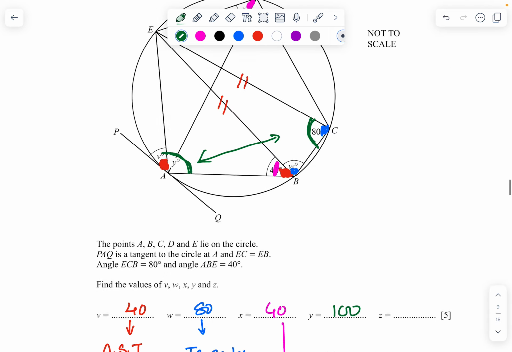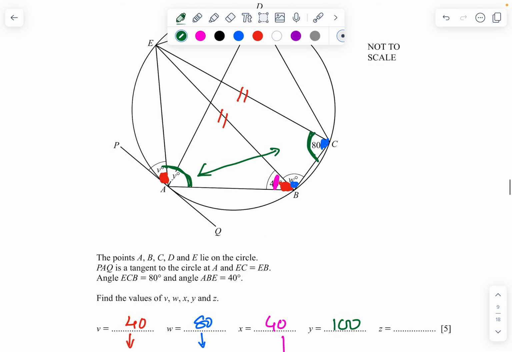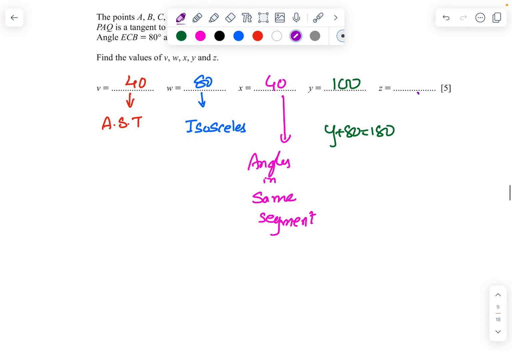Then I want Z. So this was 80, this was 40. So again, we come to know that this angle and this angle are in a cyclic quadrilateral. So 120 plus Z equals 180. So Z equals 60 degrees. So for these two, the reason is cyclic quadrilateral.